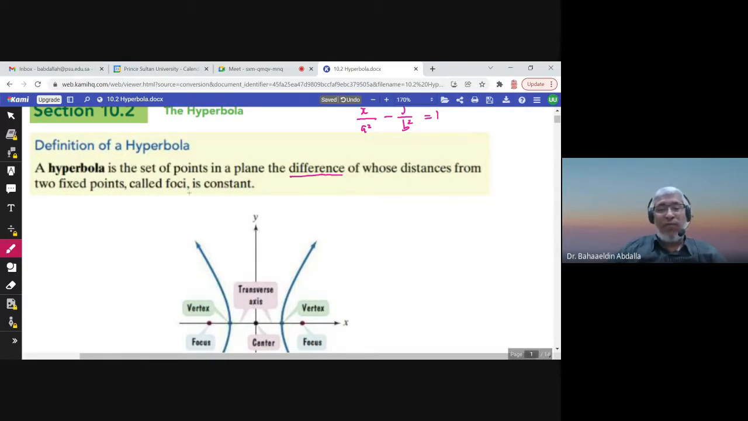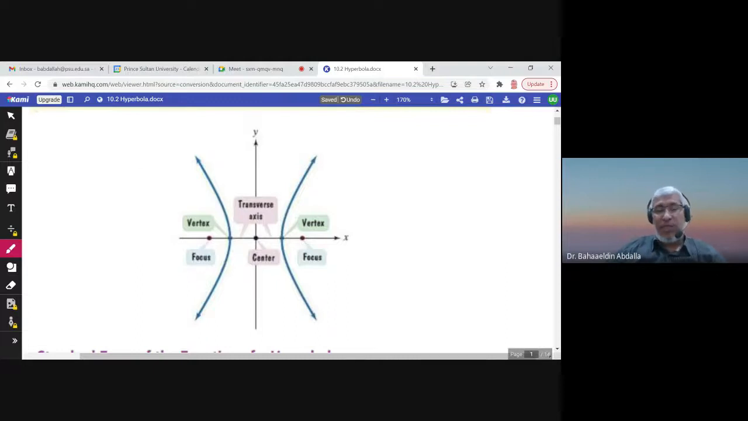Where are the foci and what is the graph of the hyperbola? This is the graph of the hyperbola. The foci are here inside the hyperbola, two foci. This is the center, which we will start in this video with center (0, 0). The distance from the center to the focus we will again call c, and the distance from the center to the vertex is called a. So this is now the vertex.